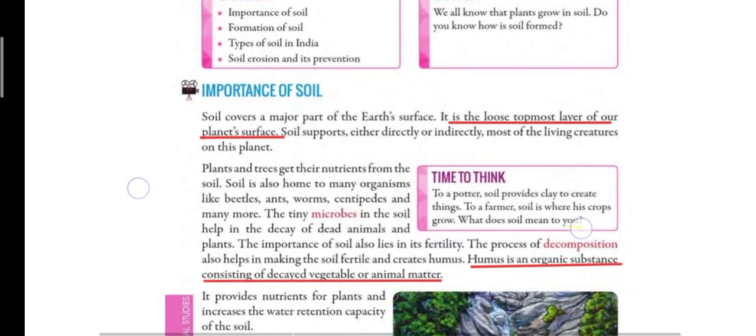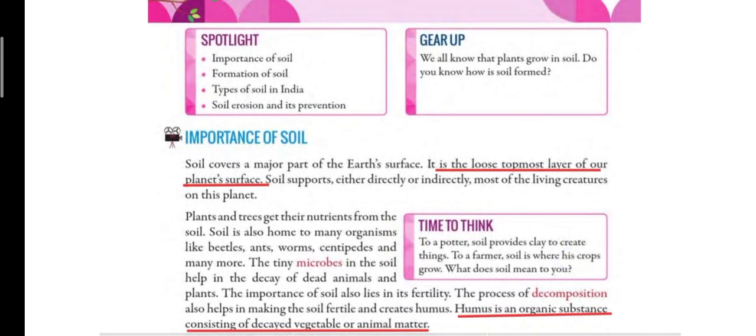So children, in this chapter we are going to learn about the importance of soil, formation of soil, means how the soil is formed, types of soils in India, and soil erosion and its prevention. But today we will only read about the importance of soil. So what is the importance of soil?